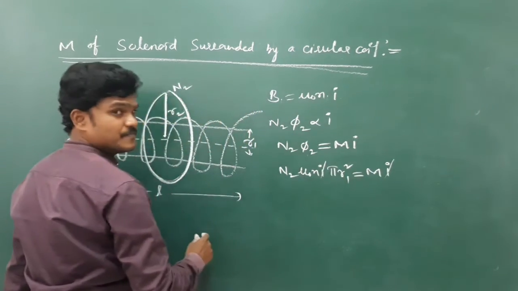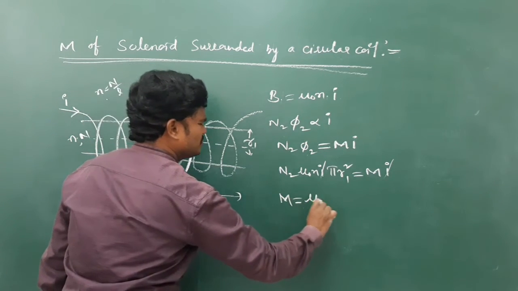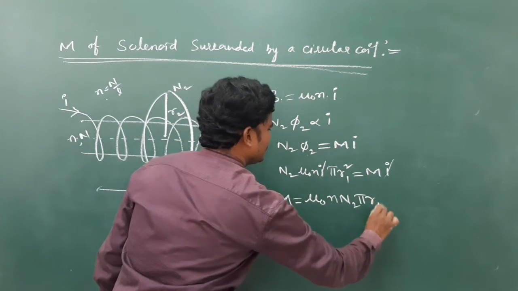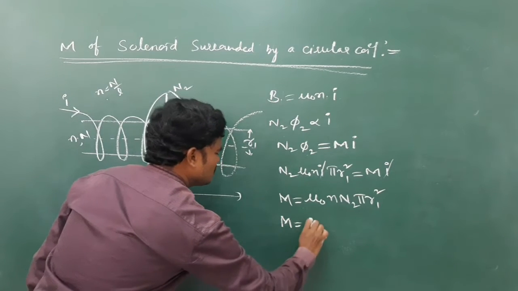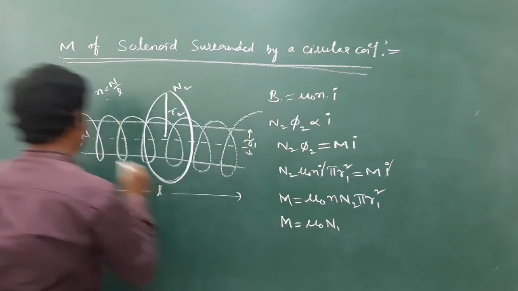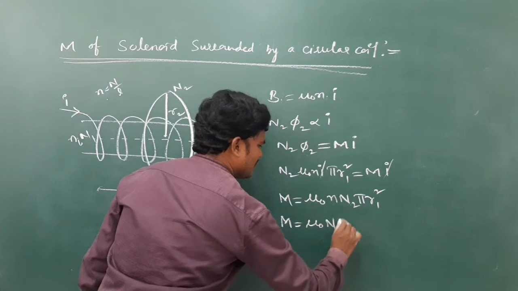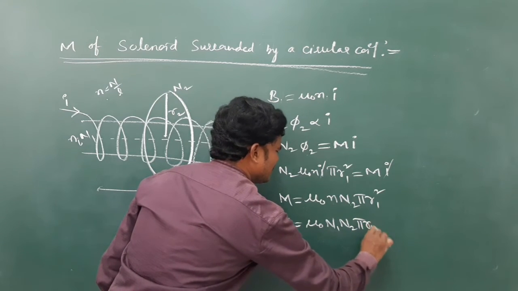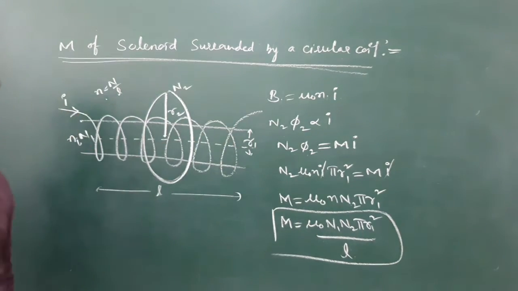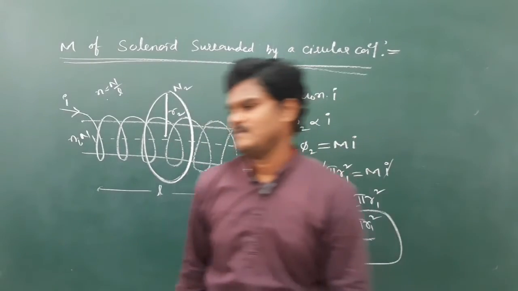I gets cancelled. Now M is equal to mu naught small n times capital N2 pi R1 squared. Small n is nothing but N1 by L, so M is equal to mu naught N1 N2 pi R1 squared by L.